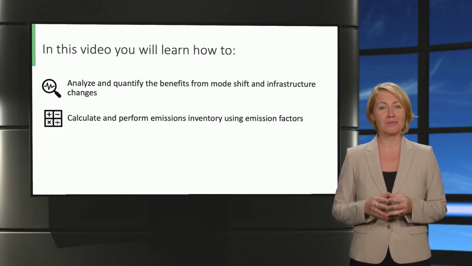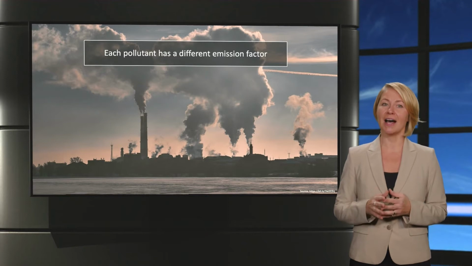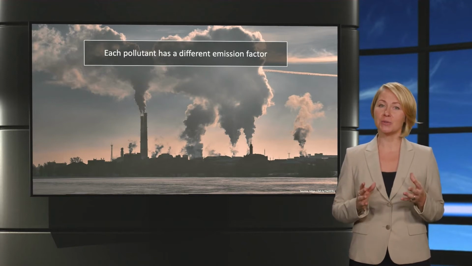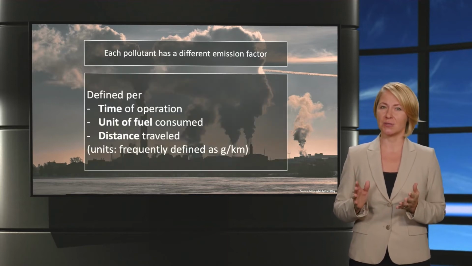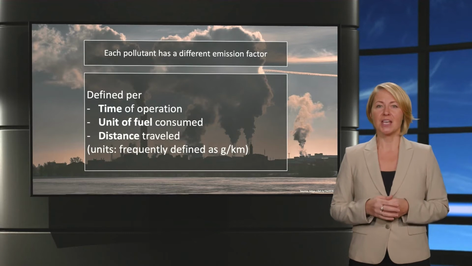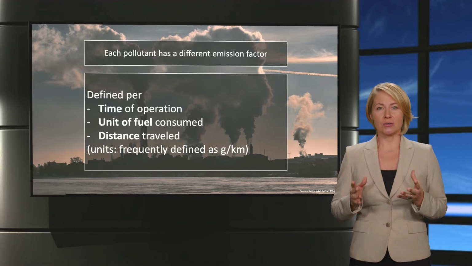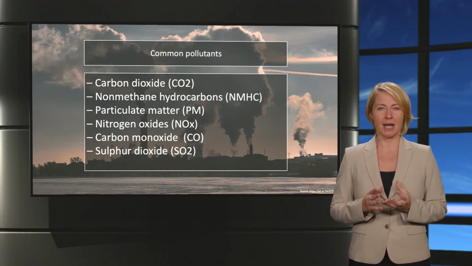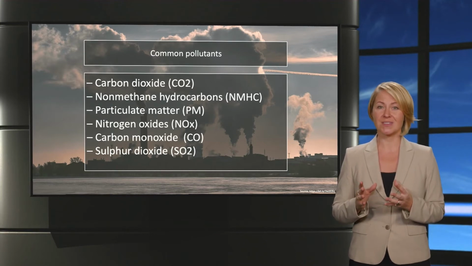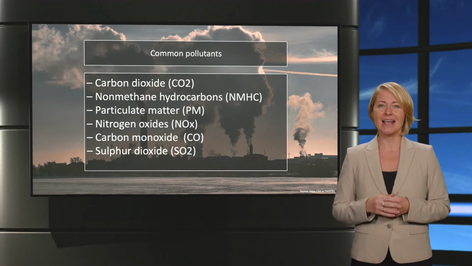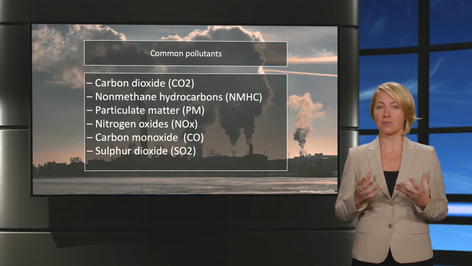To calculate and perform emissions inventory, we will be using emission factors. Each pollutant will have a different emission factor. Each pollutant will also be defined per time of operation, unit of fuel consumed, and/or distance traveled. Very commonly, we use grams per kilometer. Common air pollutants include carbon dioxide, non-methane hydrocarbons, particulate matter, that is a term used for a mixture of solid particles and liquid droplets found in the air. Then we also have nitrogen oxides, carbon monoxide, sulfur dioxide.